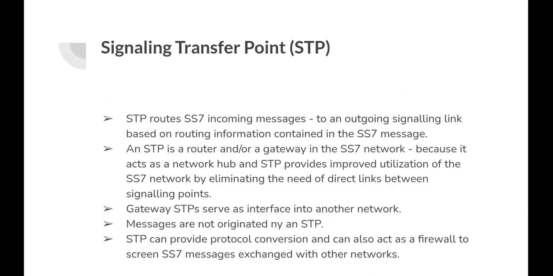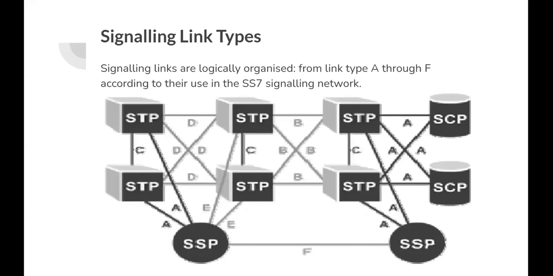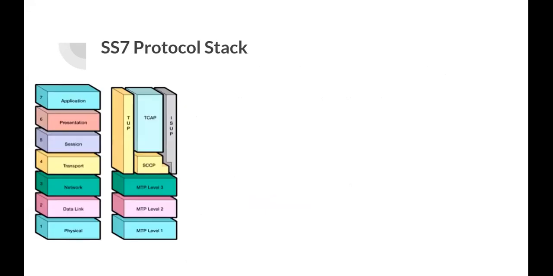So SSPs and STPs have all been discussed. The SCP has all been discussed, but we'll look at something here. The SCP, which is the service control point, is mostly communicating with a database application. One key protocol in that is what we call the transaction capabilities application part, as we'll see in the coming slides. The signaling links have been discussed. We have the A links all the way to F links. I'm sure by now we've mastered them, so we'll just skip that part and come here.